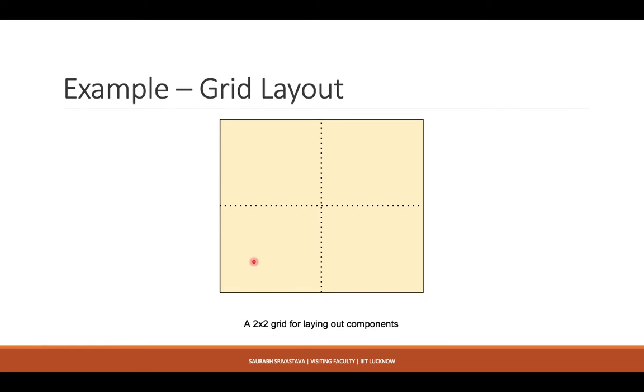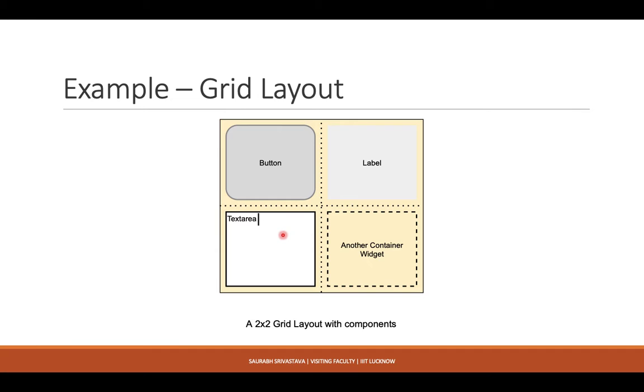So it looks something like this: if you want to lay out some components in a containing widget like this, and I say that this particular container has the layouting strategy of grid layout, and that it is a 2 cross 2 grid, then this container can host a maximum of 4 widgets. A maximum of 4 widgets can go and sit in here, and the sizes of these widgets will be the same. There will be 2 rows and 2 columns. So if we put some widgets in there, like a button or a label or even another container widget, they occupy spaces like this.